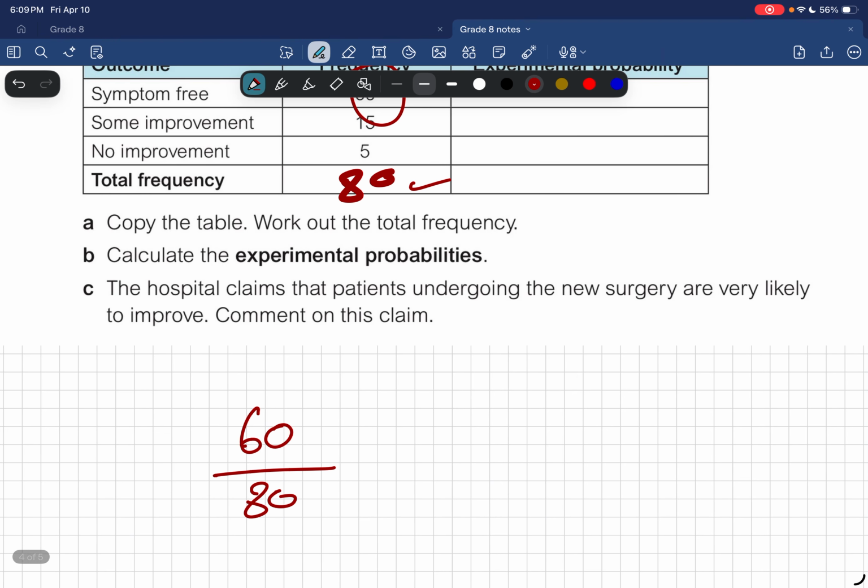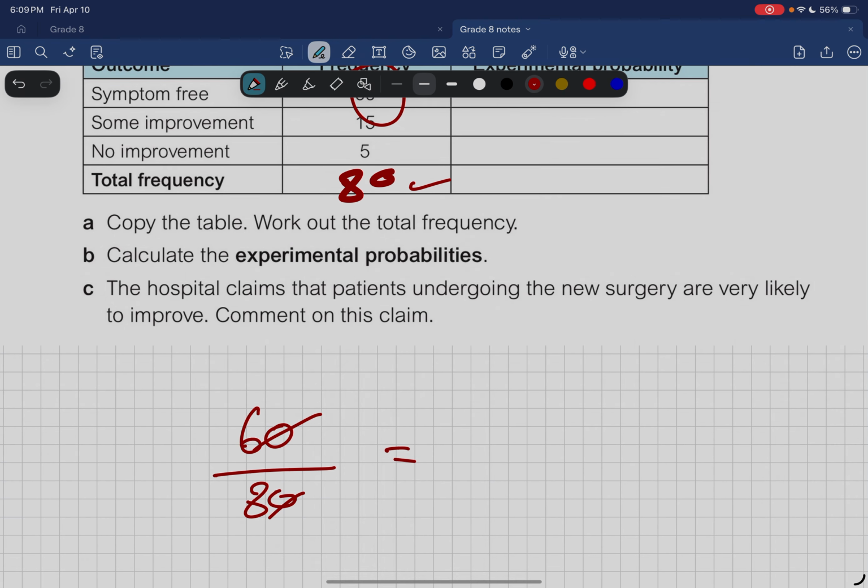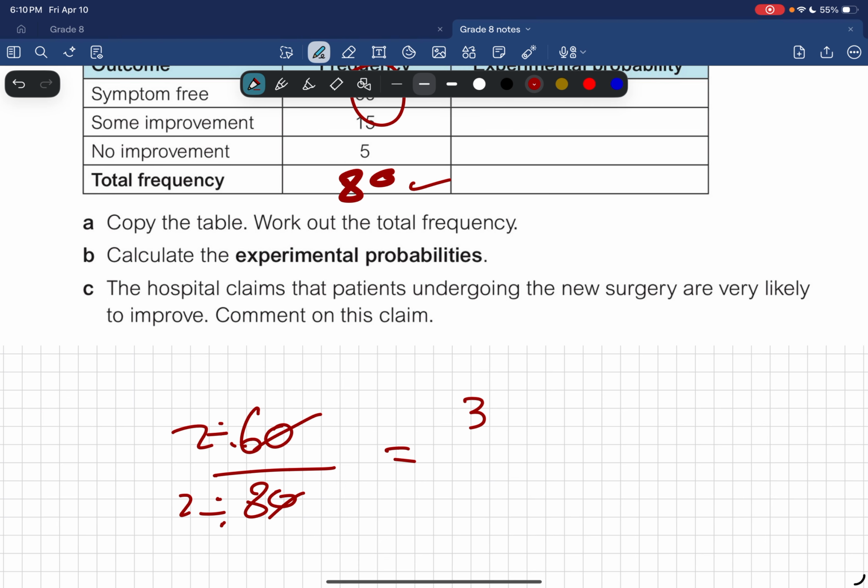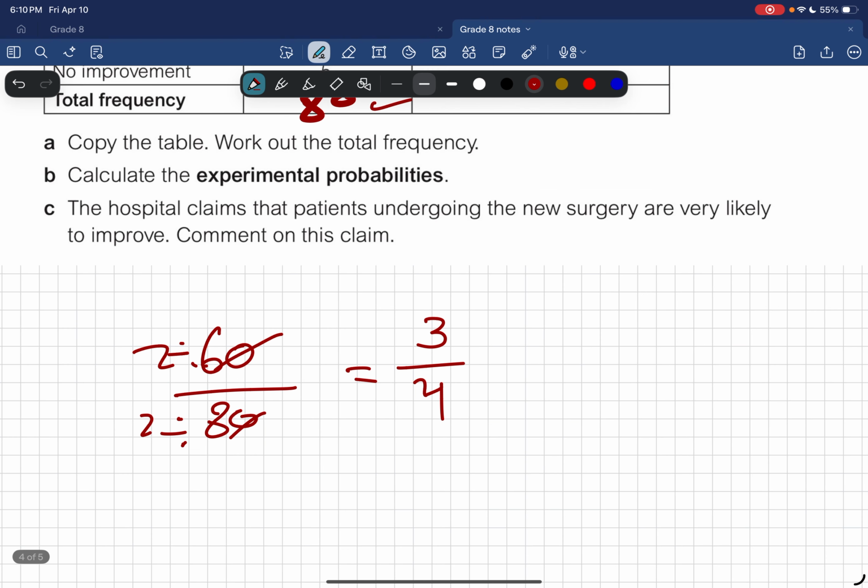Cancel out the zeros and divide both sides by 2. It's going to be 3 over 4, which is 0.75, right? So you can show it in different ways, in fraction form or decimal form. You can also show it in a percentage form. Take any form you want.